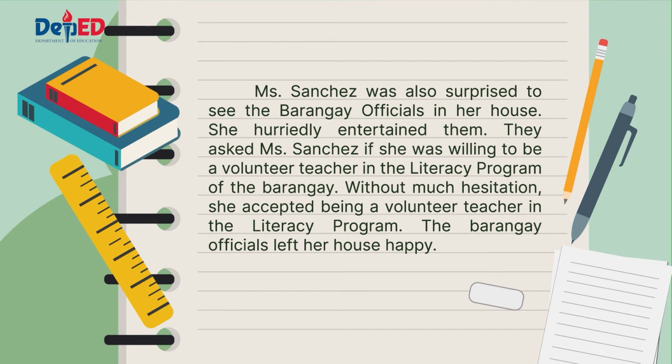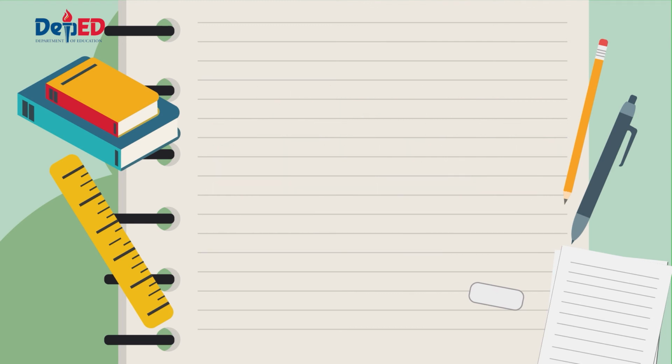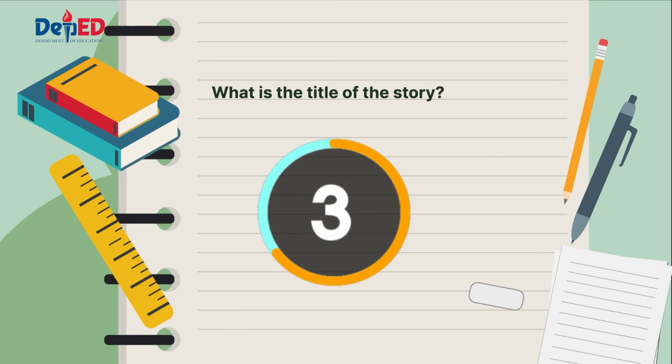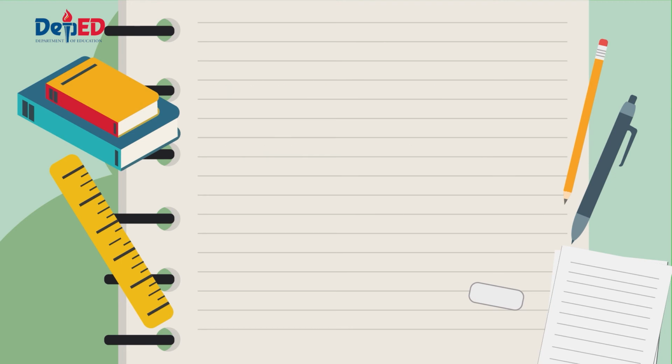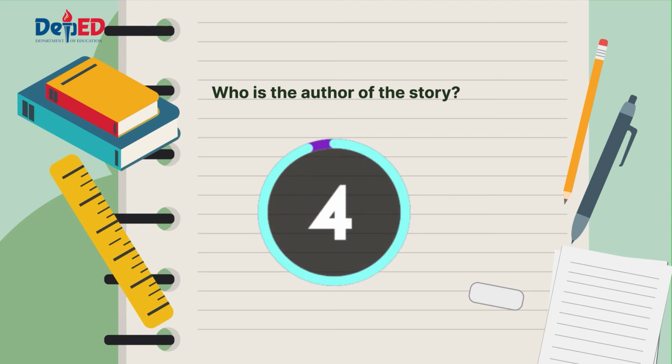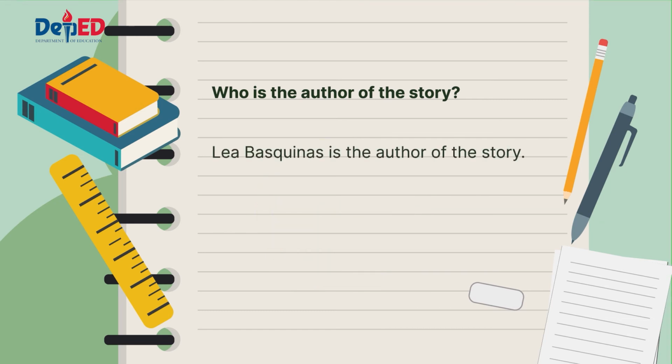Here are the guide questions for you to answer. Ready? Number 1 question. What is the title of the story? If your answer is a devotee, then you are amazing. The question for number 2 is, who is the author of the story? If you have the answer Leah Basquinas, then hooray! You got it!